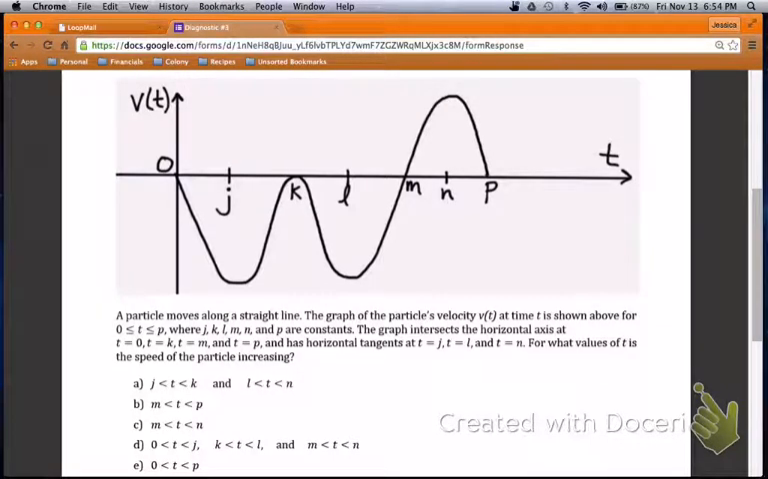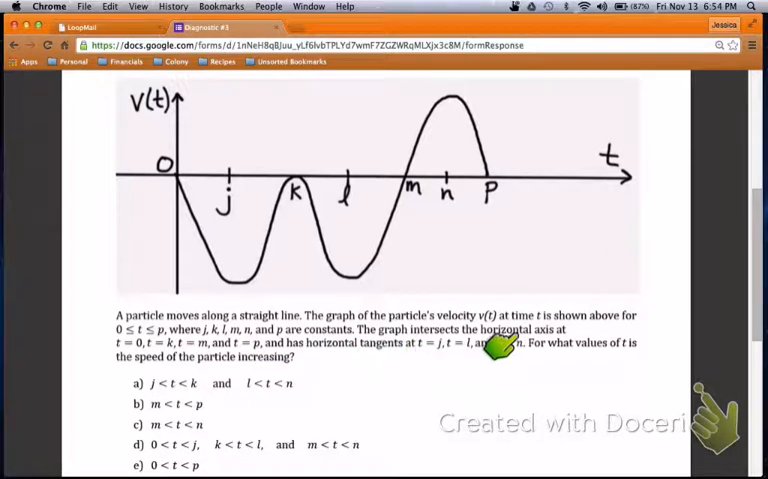Question number 6. A particle moves along a straight line, and you can see that this is a graph of the velocity between 0 and p. So it starts at 0, it has all these points, and then it ends over here at p. It tells us that j, k, l, m, n, and r are constants.